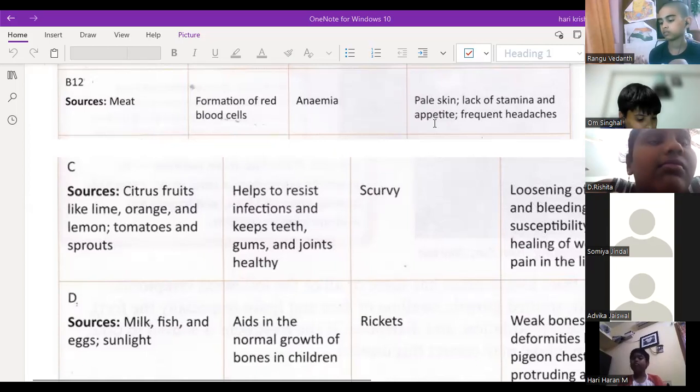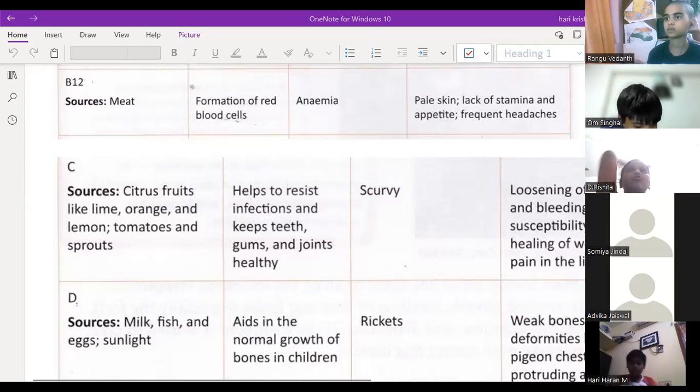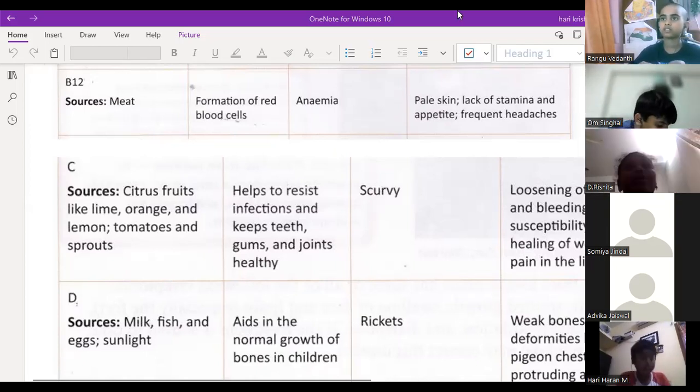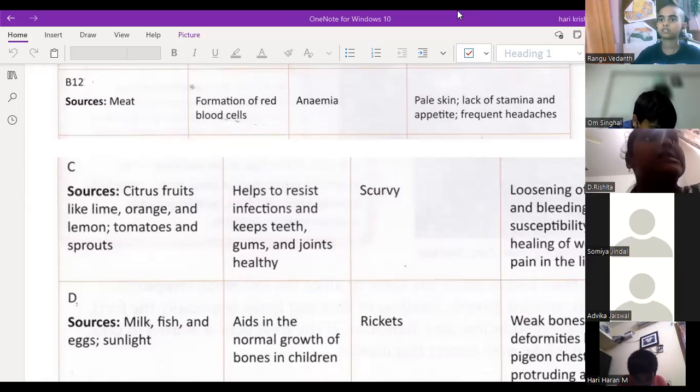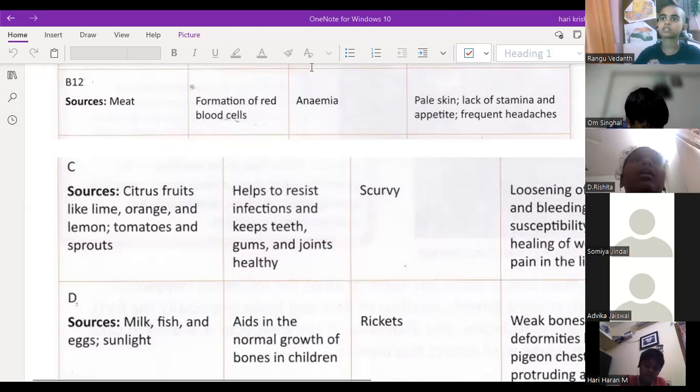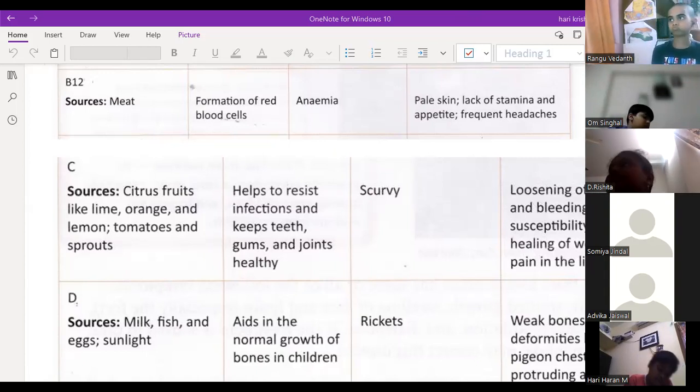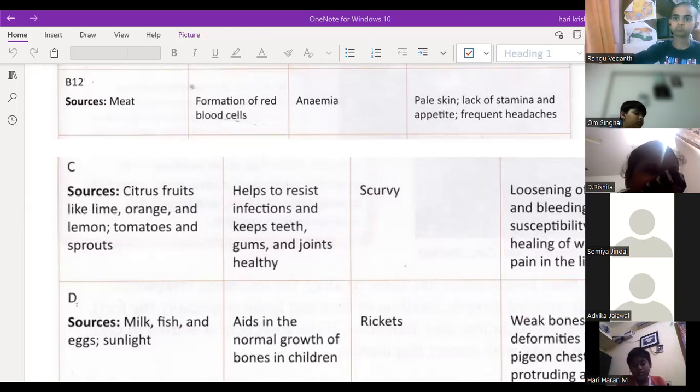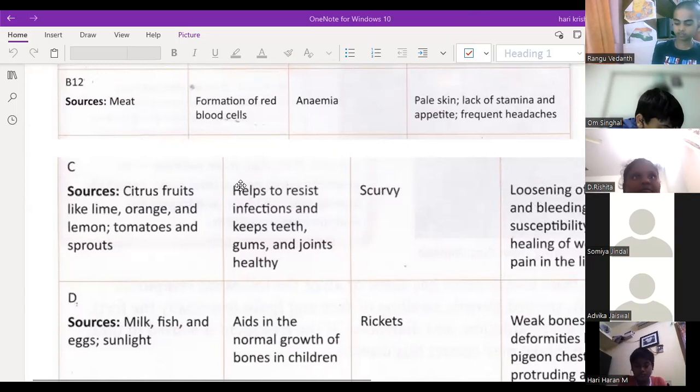Sir, if we get more vitamins, what happens? Nothing. Excess vitamin will go out of our body, because vitamin C we cannot store in our body. So it will go as waste only. Vitamin C and vitamin B are the water soluble vitamins. We have to take them in our regular diet every time.